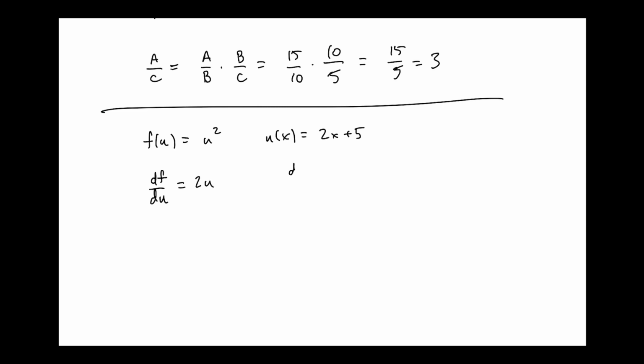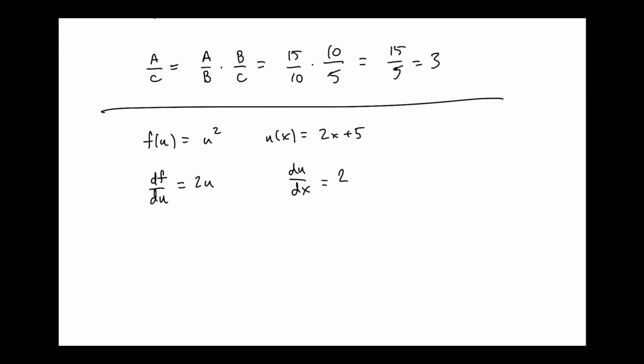And then similarly here, u is a function of x, and so I could ask, well, what's du dx? And in this case, what would we get? 2, okay, because the function happened to be linear.